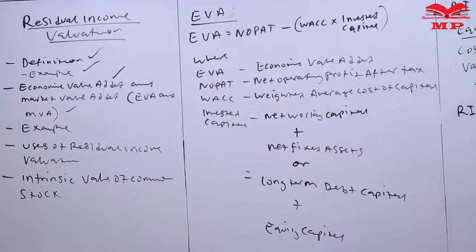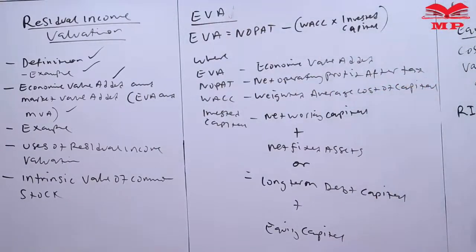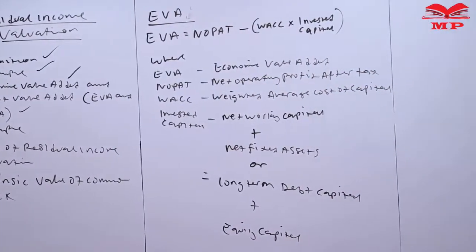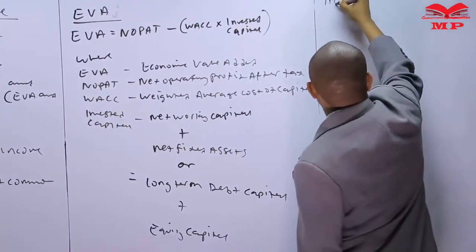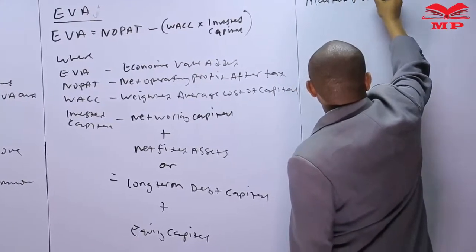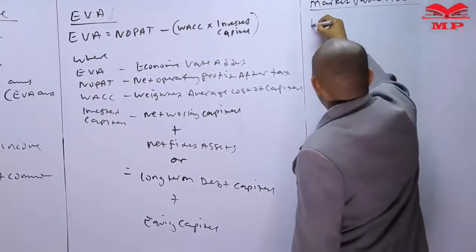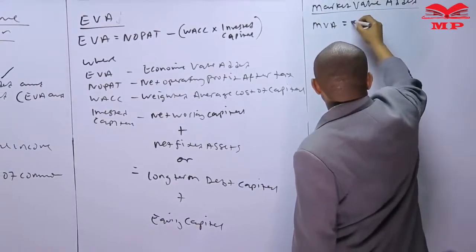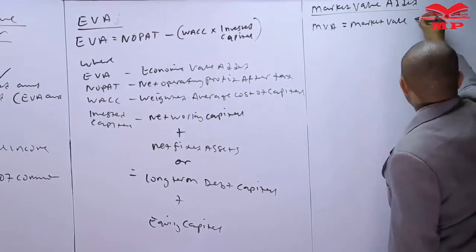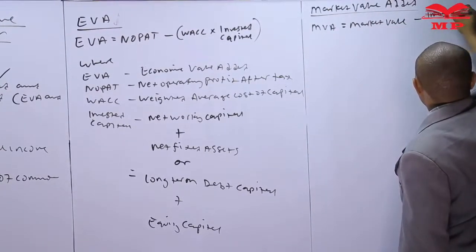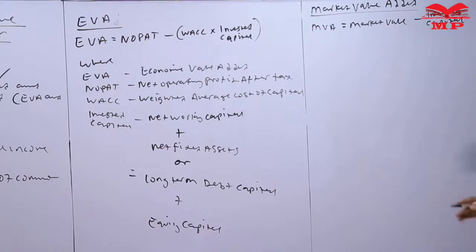Now, we look at the market value added, or MVA. It is given as the market value less the invested capital component. Plain and simple.